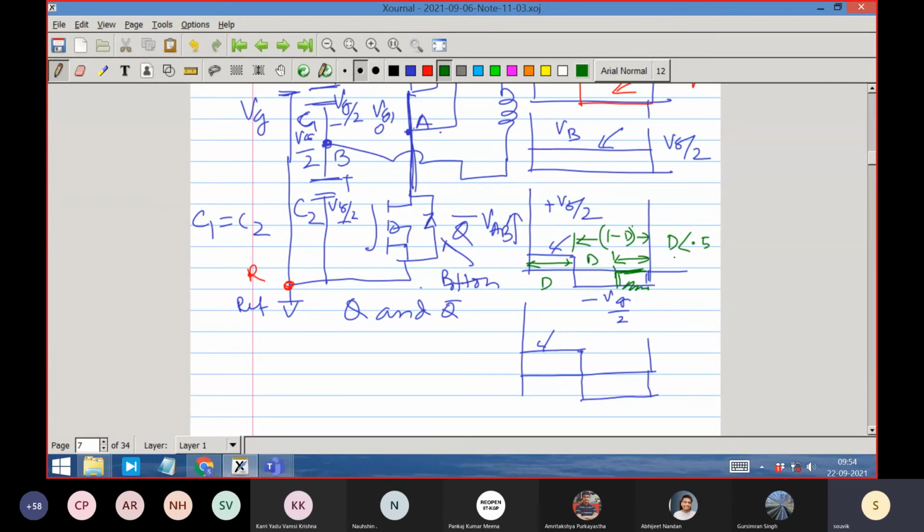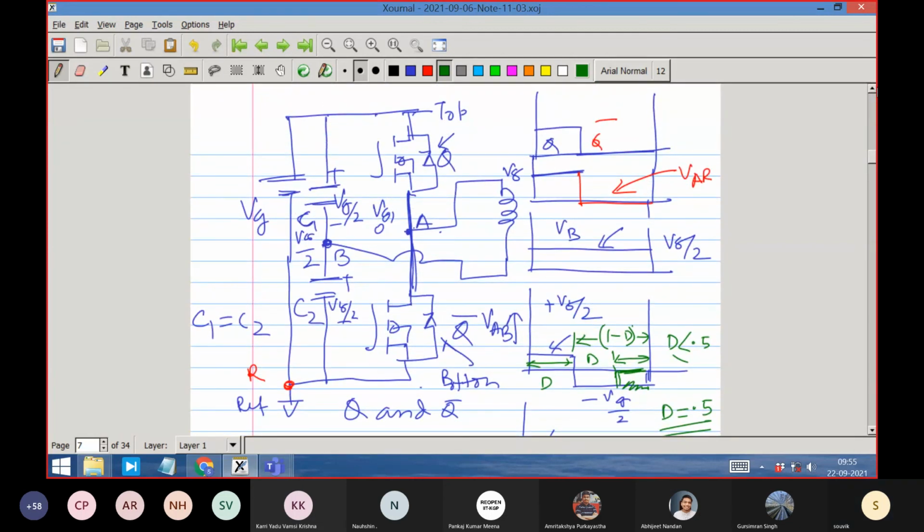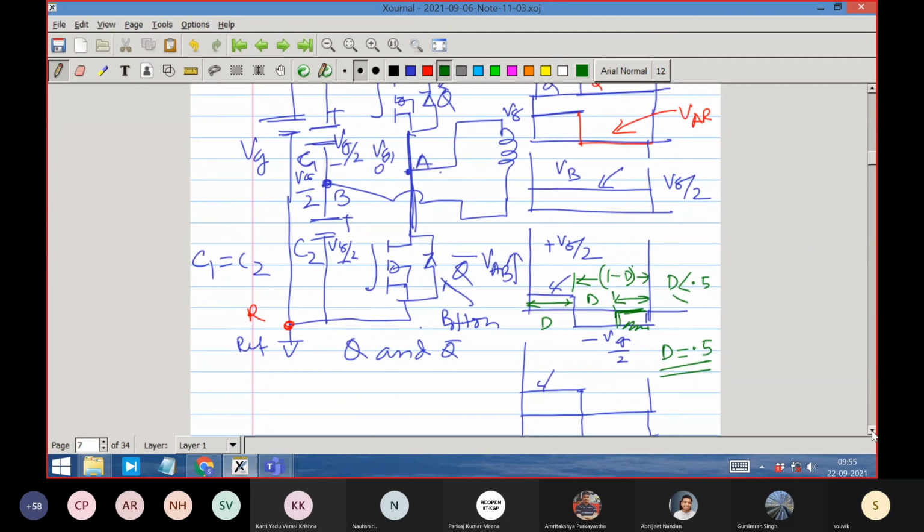So the maximum case is D less than or equal to 0.5. So D max will be 0.5. That is what is done in this operation. They choose D max this way because they don't want any confusion regarding discontinuous and continuous conduction. That is a botheration that they don't want. So they take D equal to 0.5. For all this type of converters, the maximum duty ratio is 0.5.